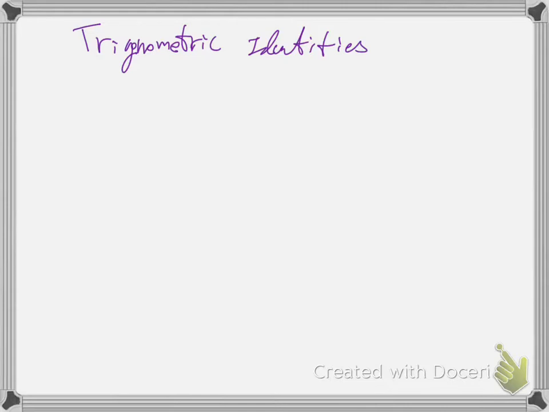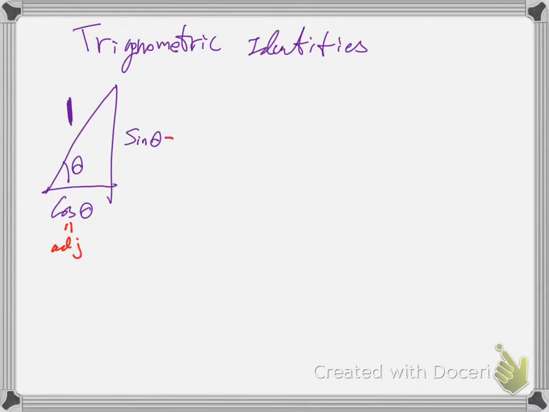Okay, so for this part, the most important thing is this triangle, based on the unit circle. Theta is here. If the hypotenuse is 1, then the adjacent side is cosine and the opposite side is sine of the angle theta.